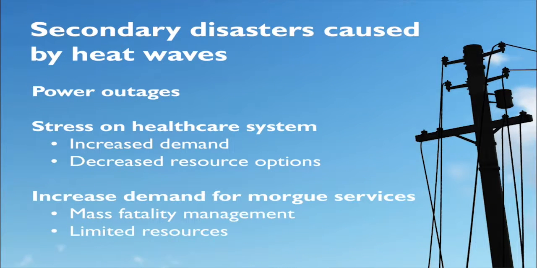There are also some secondary disasters that are caused by heat waves. Number one is power outages that can occur because of the huge demand, of course, for electricity for cooling and so on, and that can actually cause outages and a complete loss of air conditioning capabilities, a secondary disaster or a worsening of the first, so to speak. In addition, as I mentioned, there's a stress on the healthcare system, increased demand, and also decreased resource options.